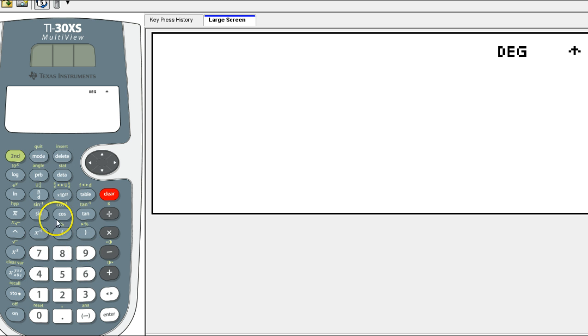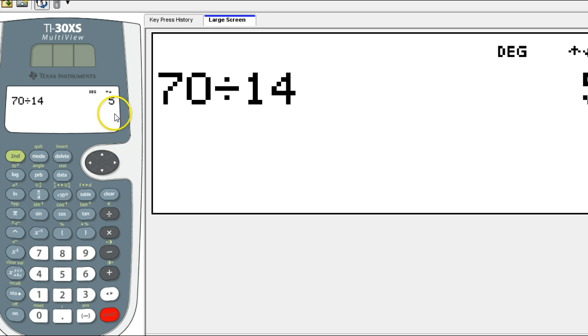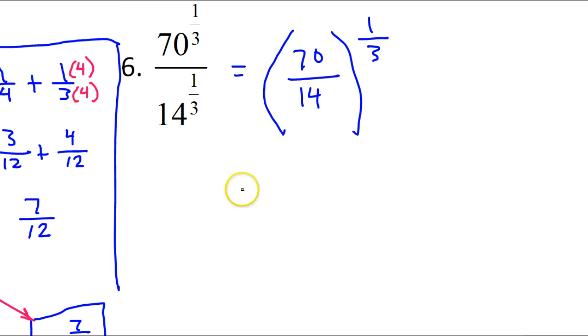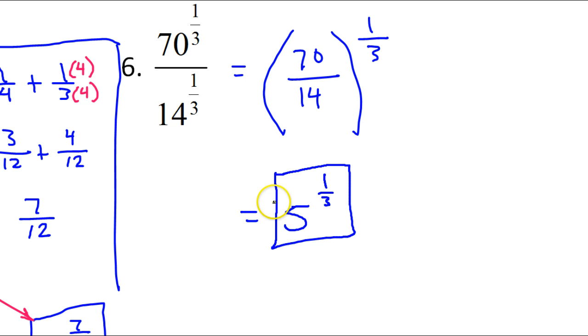So even on a 4-function calculator, which we're going to pretend, 70 divided by 14, we can see that that is 5. So this is going to be the same thing as 5 to the 1/3 power. But again, essentially, if the exponents are the same, you can go ahead and do the operation with the bases. You can do the 70 divided by 14. So this would be the final answer, all right? Not too bad. All right, let's go on to number 7.